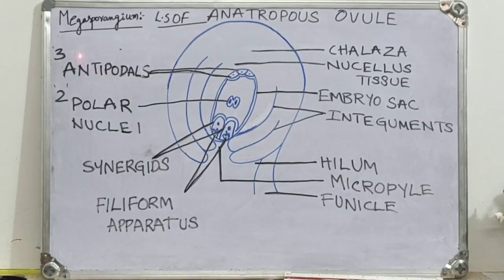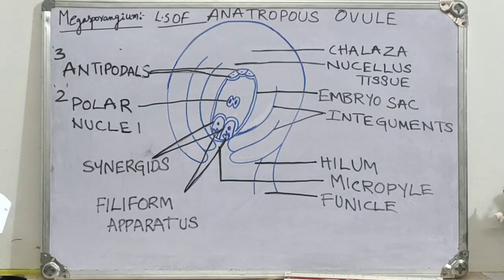Let us see the megasporangium, which is called ovule. In the case of megasporangium, which is called ovule, in our syllabus the LS of anatropous ovule is given. So let us see the structure of anatropous ovule.